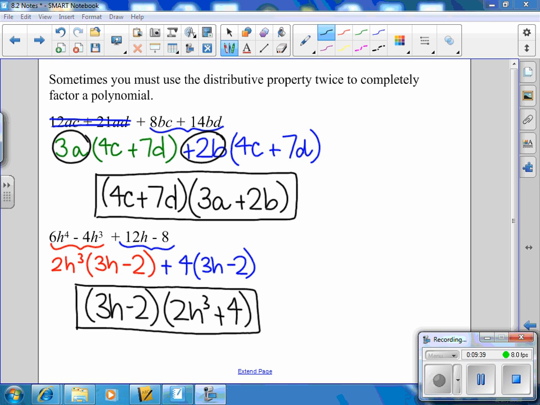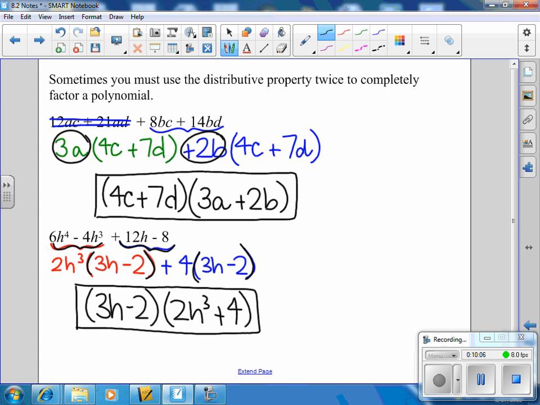So your final answer for this should have been 3h minus 2 times 2h to the 3rd power plus 4. So out of the red grouping here, I could pull out a 2h cubed. Now the blue group here, I could pull out a 4, and that left me with like terms again, the 3h minus 2 on both of them, which I could then factor out.